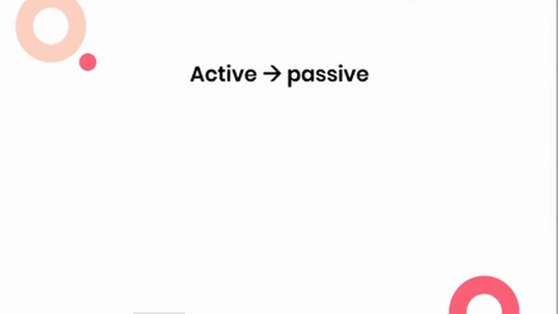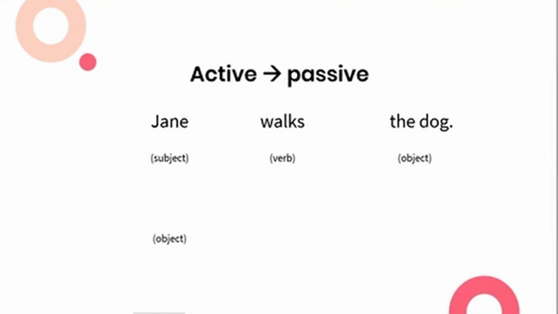Now that we're on the same page about subjects, verbs, and objects, consider this sentence again. Jane walks the dog. Jane is the subject, walks is the verb, and the dog is the object. In order to change the sentence into passive voice, we must change the order of the sentence into object, verb, subject. So do you see how the subject and the object have switched places? Okay, so now we have the dog walks Jane.